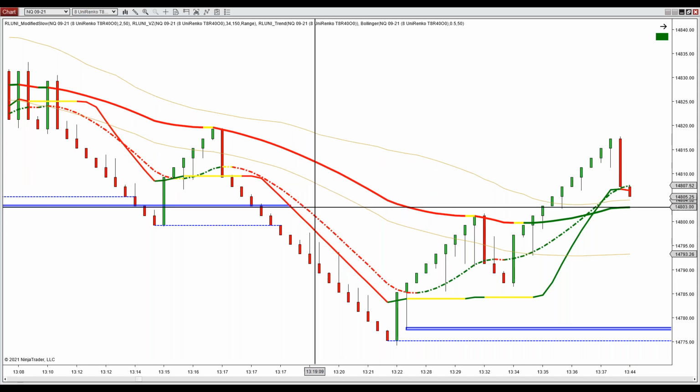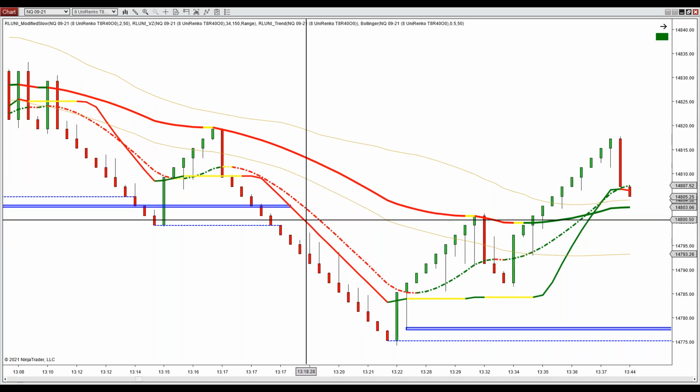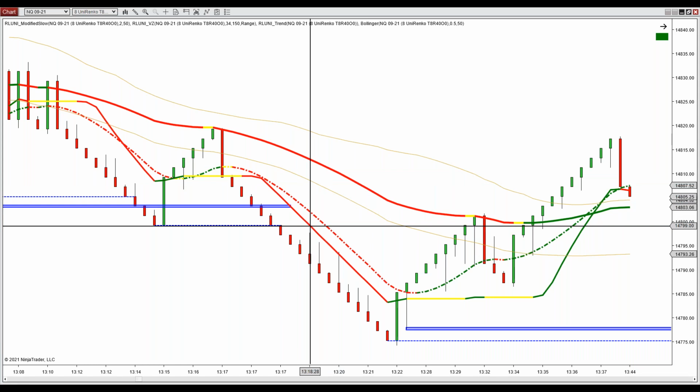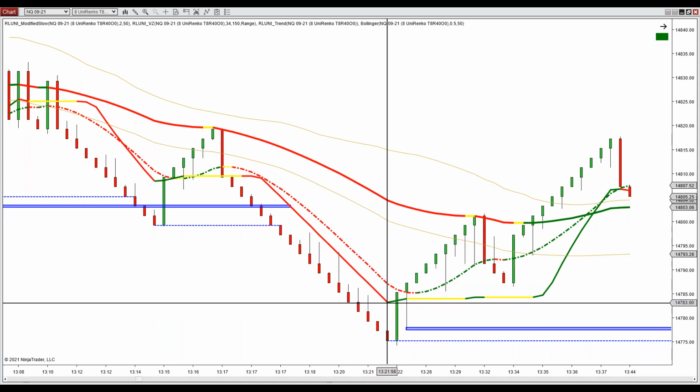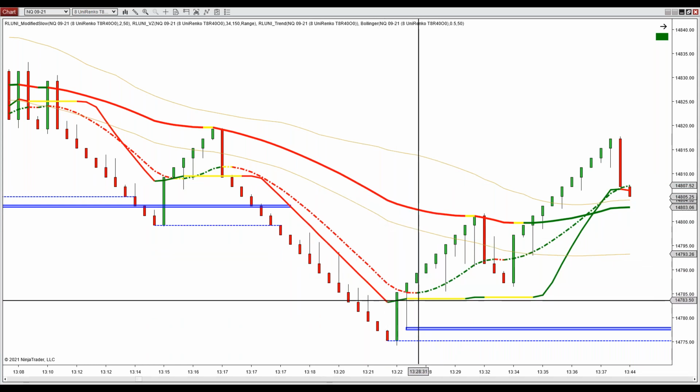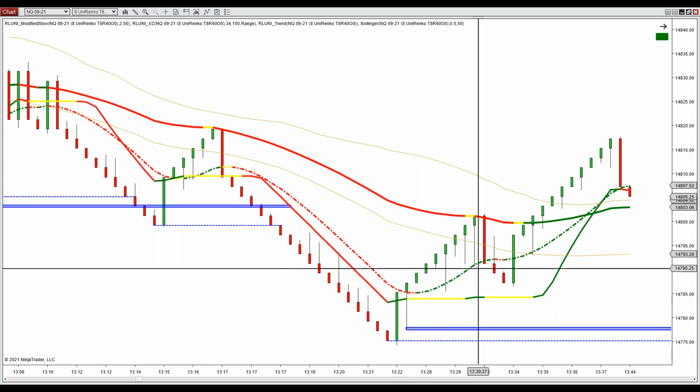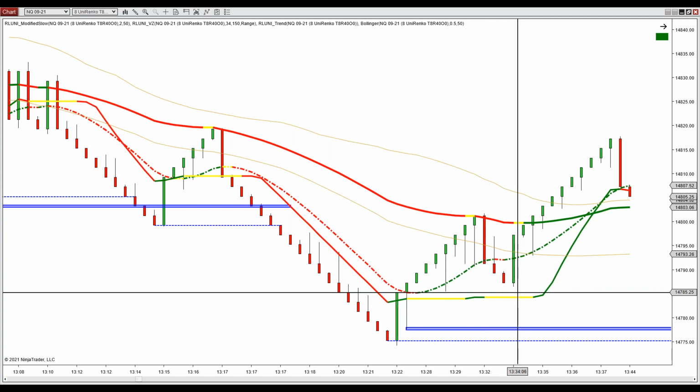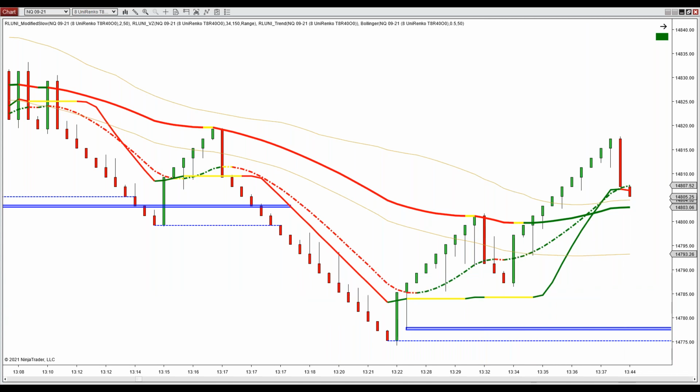Red, space, 11 tick wick, you're in the trade. Out on color change of the 15. That's it. It's almost like a child's play strategy. It's that simple.